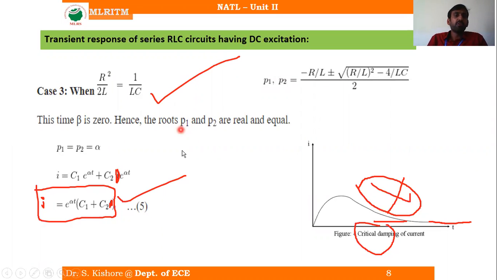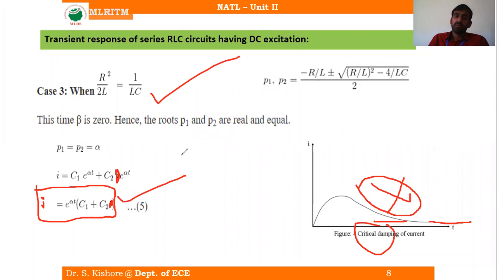Again, if we want to find the values of C1 and C2, here again you have to assume the initial conditions. With respect to the inductor and with respect to the capacitor, you have to find the initial conditions. Assuming the initial conditions, you can get the values of C1 and C2, substitute them here and have the final expression. Right? But this is the general form of your transient current expressions.